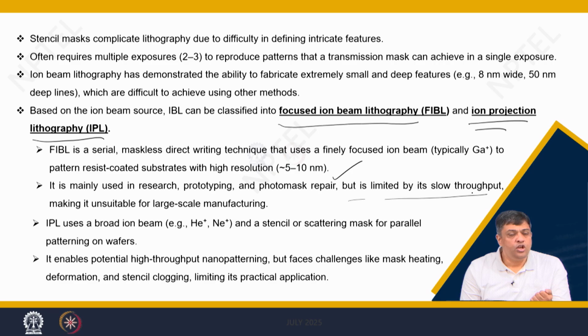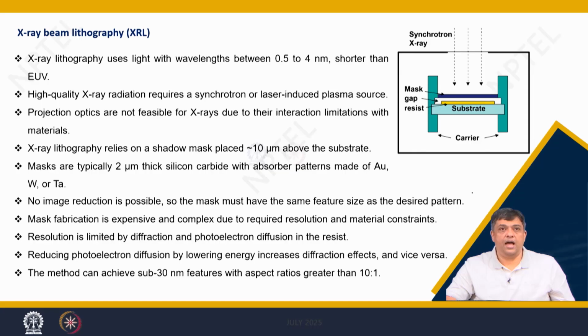In IPL, you use a broad ion beam of, let us say, helium or neon, and a stencil or scattering mask for parallel patterning on wafers. Hence, if you are using parallel patterning, the throughput becomes higher, but it faces challenges like mask heating resulting in deformation and clogging of the stencils, and hence it limits its practical applications.